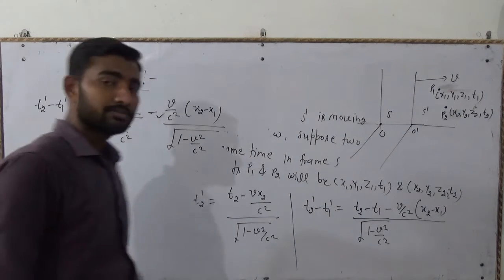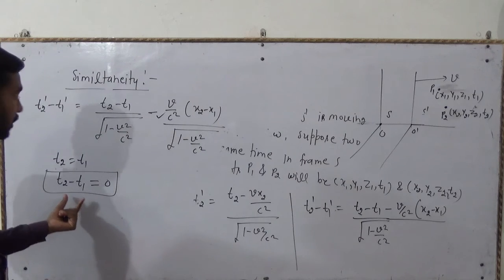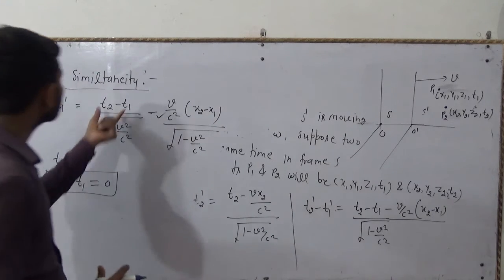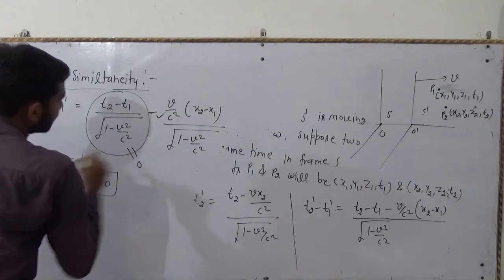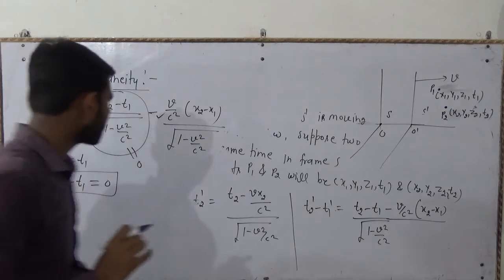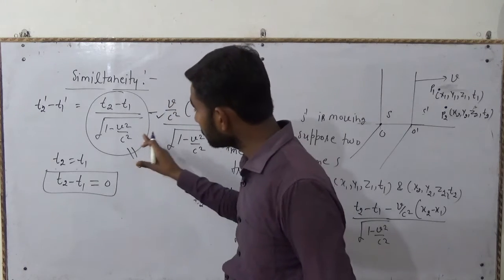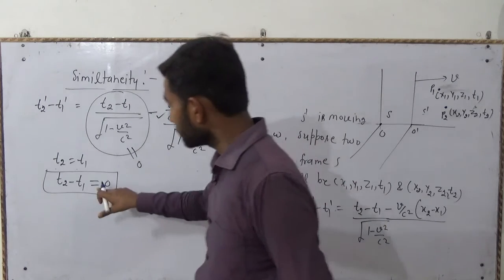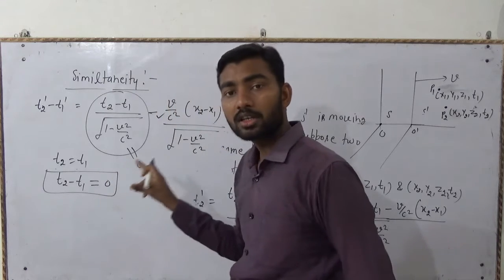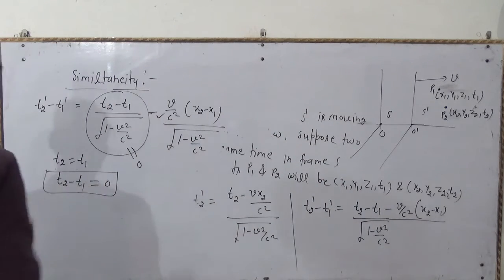This result we have found in frame of reference S. Friends, with the use of this result, this term will be 0. Why will this term be 0? Friends, this term will be 0 with the use of this concept, which we have found in frame S, as we have written in the previous step.